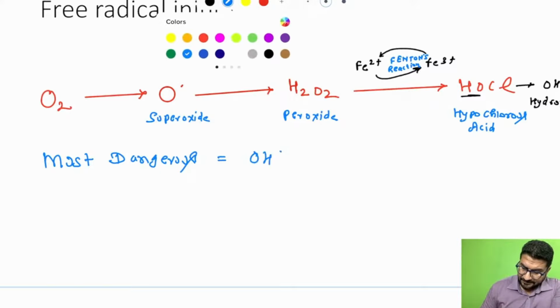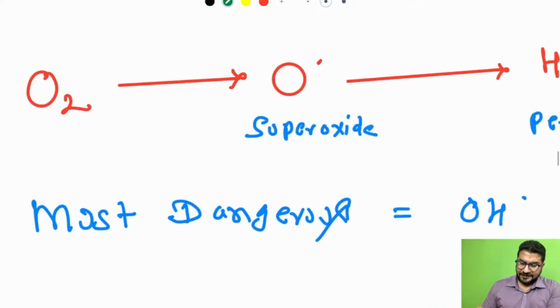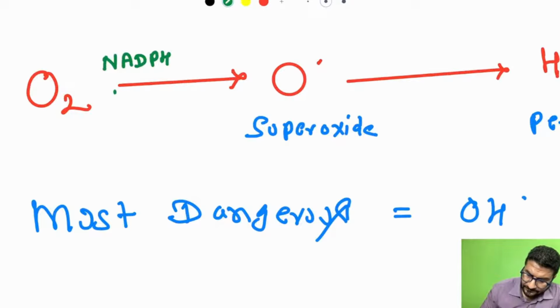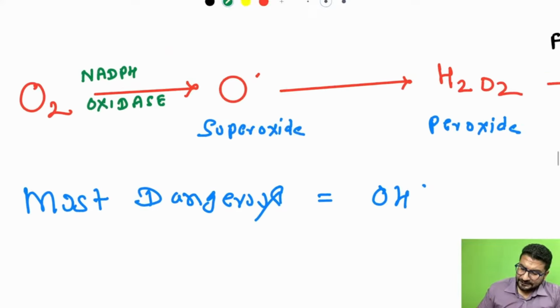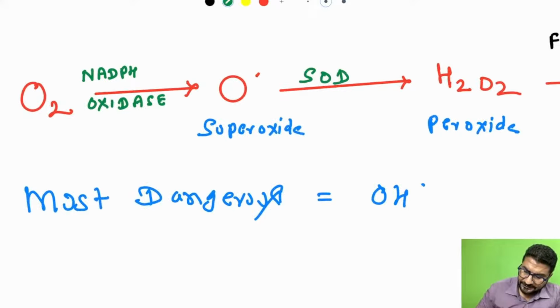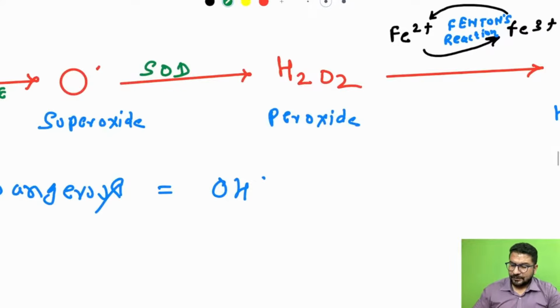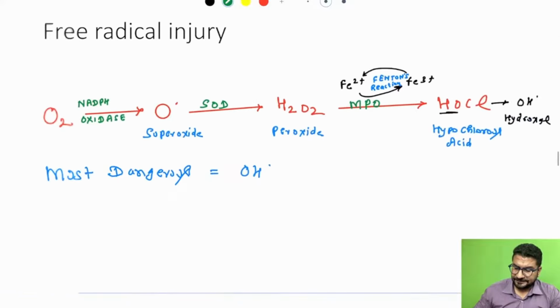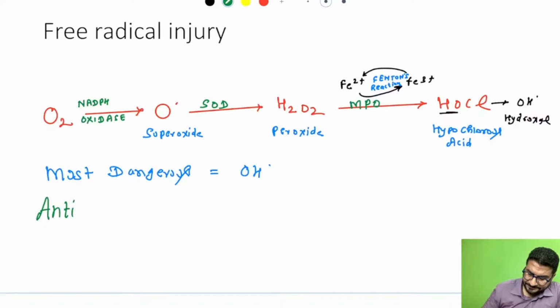Now let's label the names of the enzymes. When oxygen is converting into superoxide ion, this is NADPH oxidase. When superoxide converts, we call this superoxide dismutase. And when H2O2 converts into HOCl, we call this MPO, myeloperoxidase. So this is about your free radicals. Now they ask you that these free radicals are important for the aging process, and how we can prevent this. We can prevent this by antioxidants.